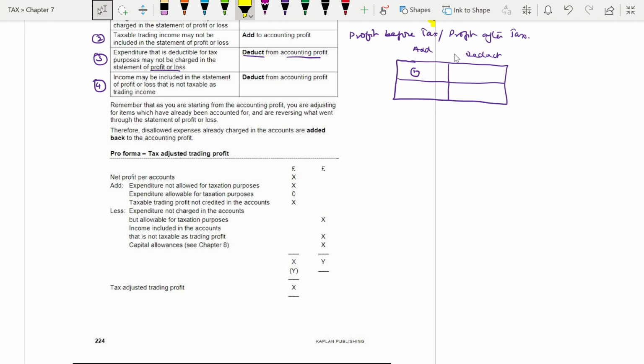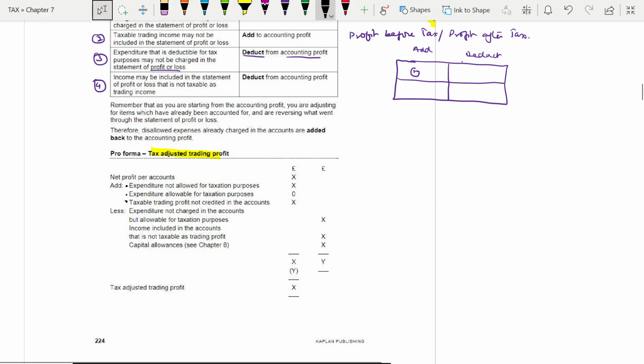Now, what is the way we have to make the tax adjusted trading profit? Expenditure not allowed for taxation purposes, we should not deduct; we have to add it back. Expenditure allowable for tax purposes is considered. Taxable trading profit not credited in the accounts, if any is there, we have to add it.